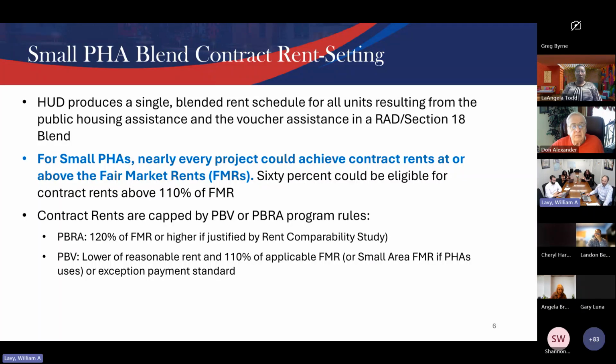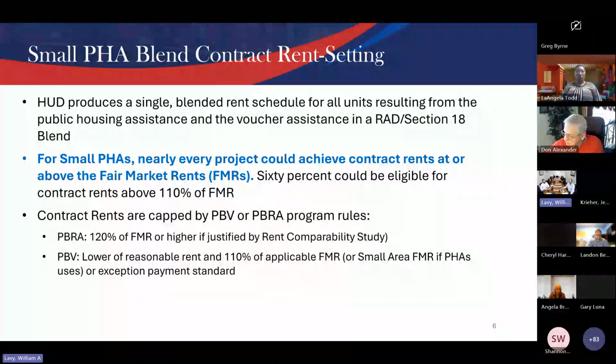For project-based rental assistance properties, that's 120% of the FMR, which can actually be higher if it's justified by a rent comp study. For the project-based voucher program, it's the lower of the reasonable rent or 110% of the applicable FMR. For this reason, again, it's a really good idea for housing authorities to look at project-based rental assistance contracts, or PBRA contracts, as an option because you might be able to get to a higher contract rent.